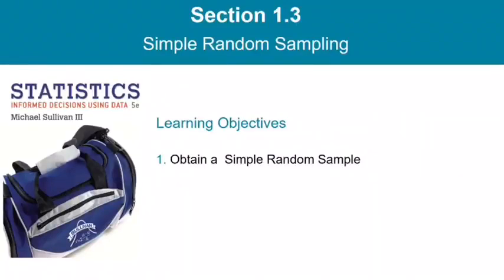Today we're in section 1.3 of our statistics course, and we're going to be looking at simple random sampling. So what I want to do is give you a definition for simple random sampling, and then I'm going to show you how to use a random number table to generate a simple random sample. And I will also show you how to get a simple random sample from your TI-83 or TI-84 graphing calculator. So let's go ahead and get started.